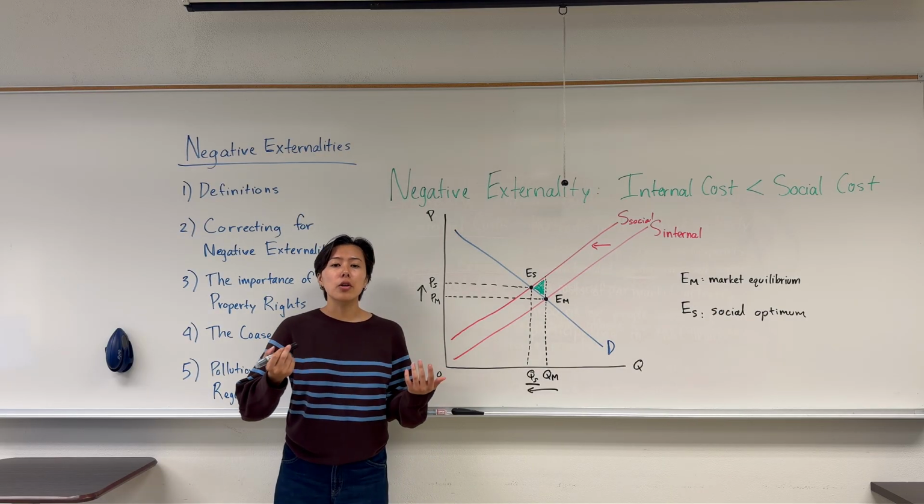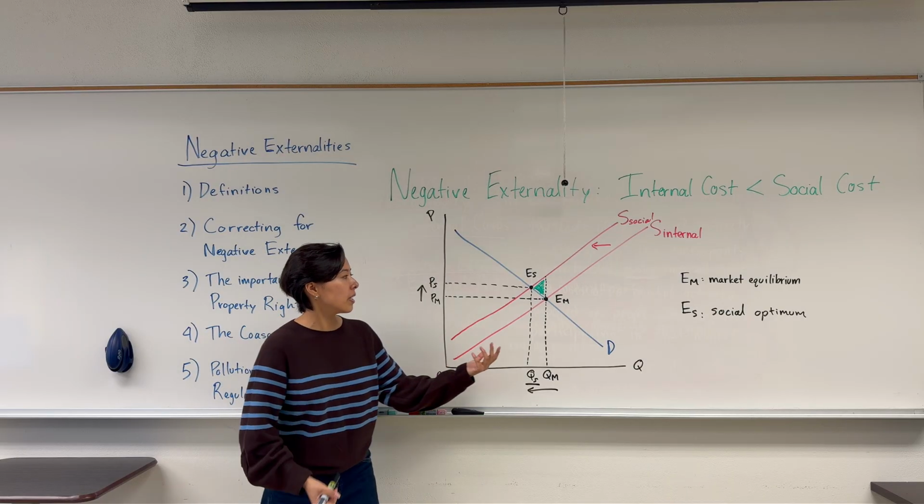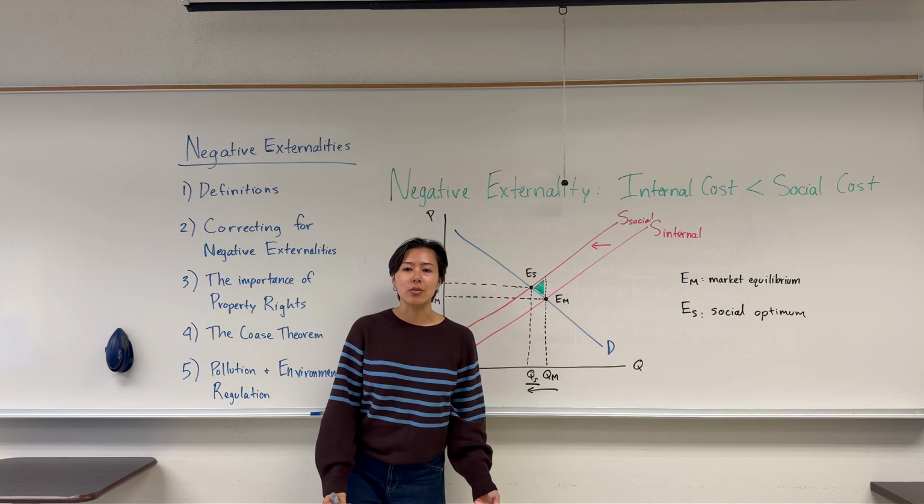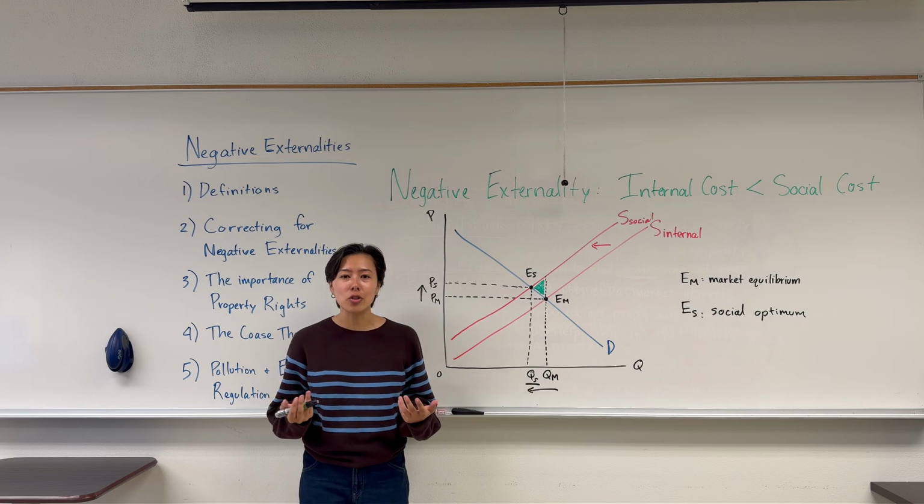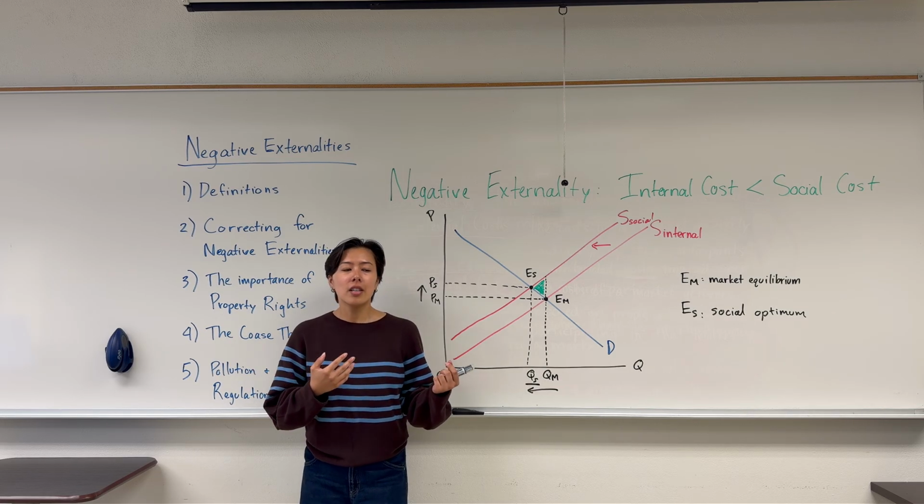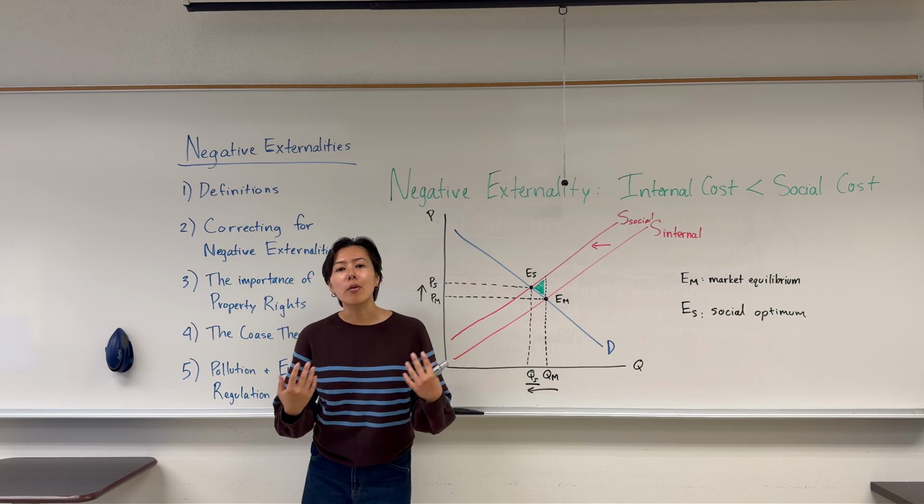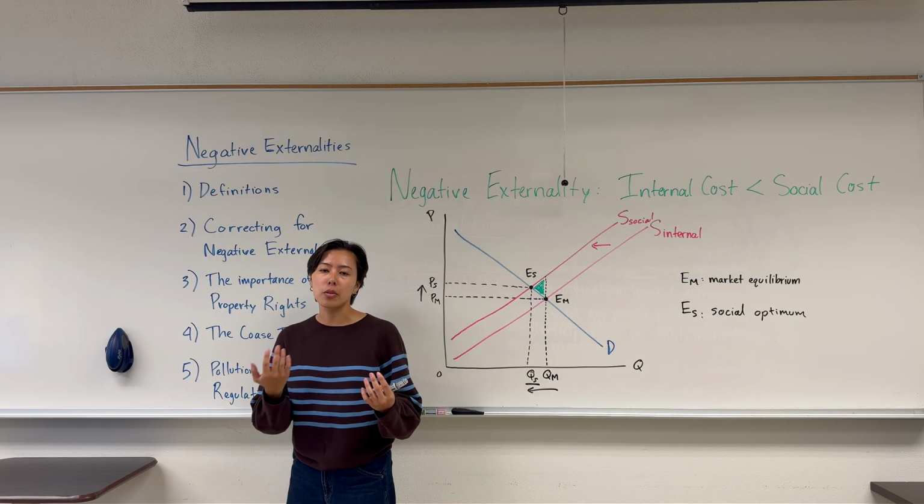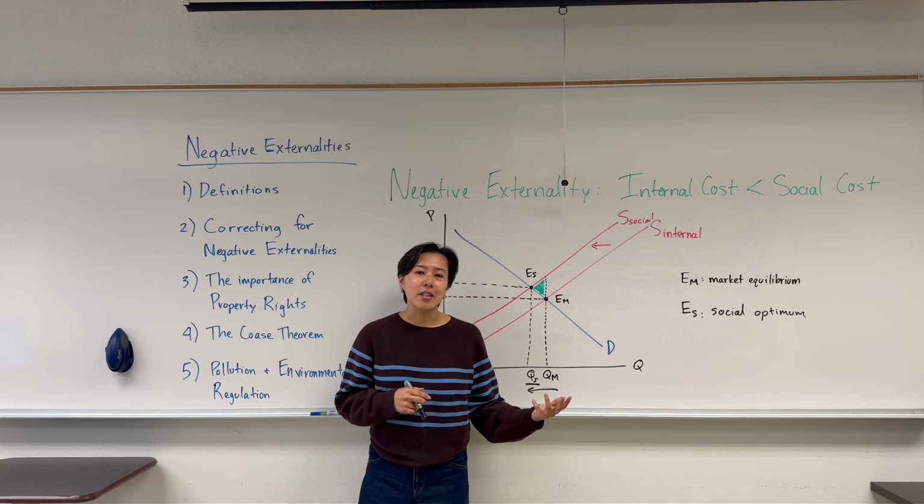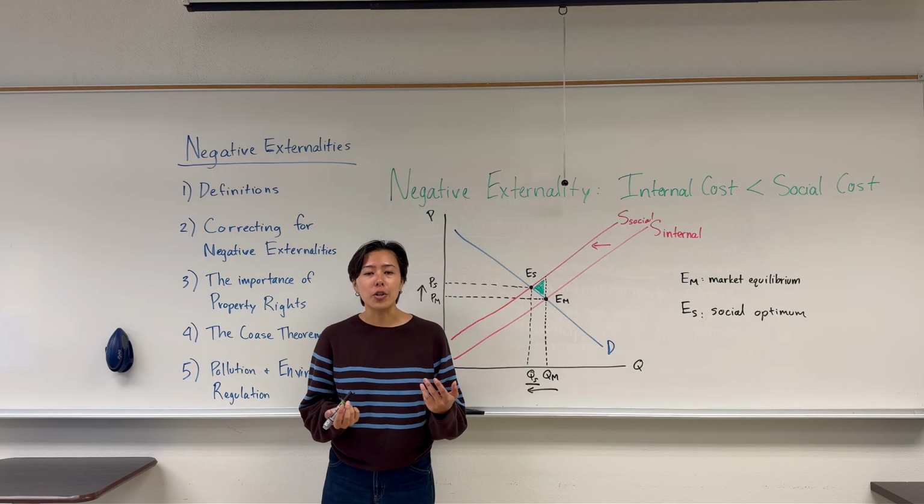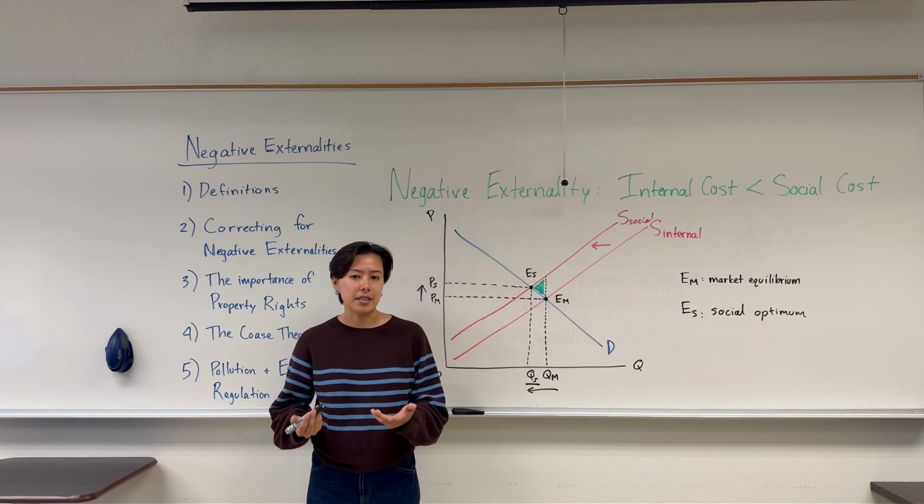Or the government could encourage some kind of research and development to help me create a cleaner factory. Maybe they can encourage researchers to find some new technology that will allow me to produce my product without generating so much pollution. So there's many different ways that we can go about this, and different people will argue that different solutions are more effective.